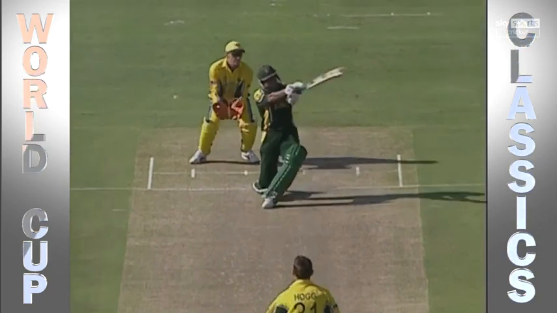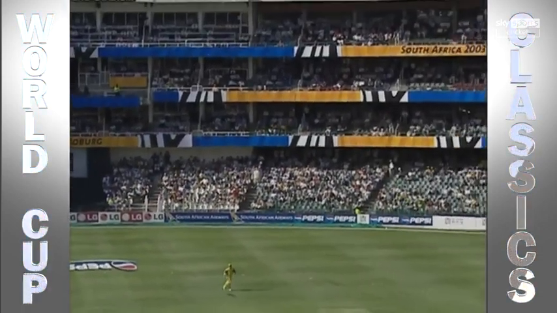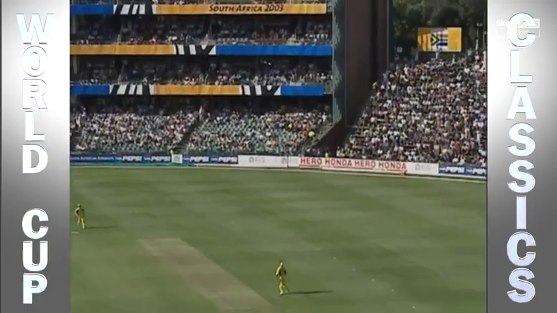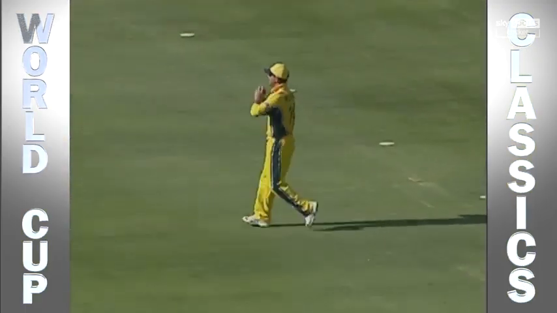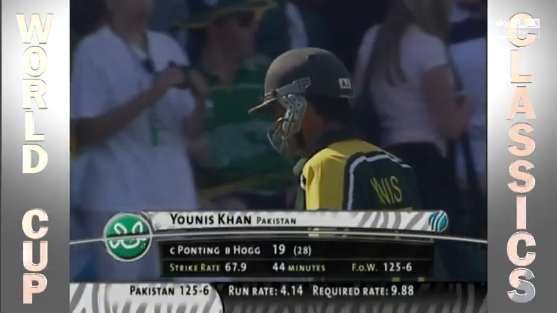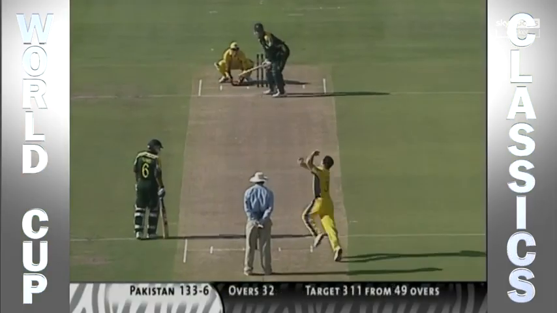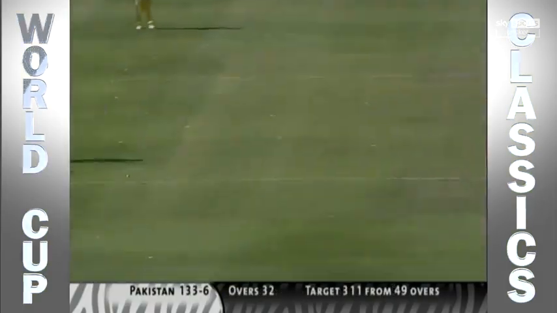A high full toss missed by Yunus Khan. The bat is off. The ball is in the air, and it was taken very easily by Ricky Ponting. Somebody handed him back the bat. Yunus Khan gone for 19, 125 for 6. Brad Hogg, and that's 4.